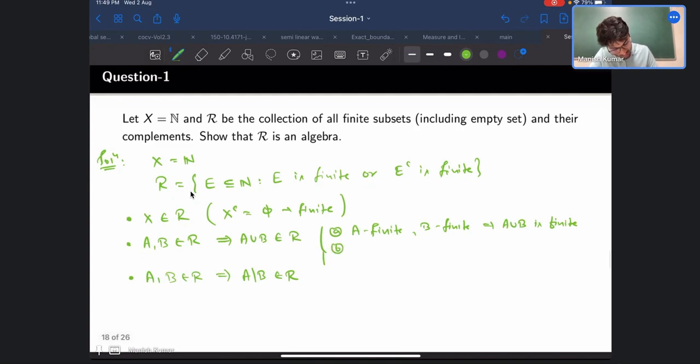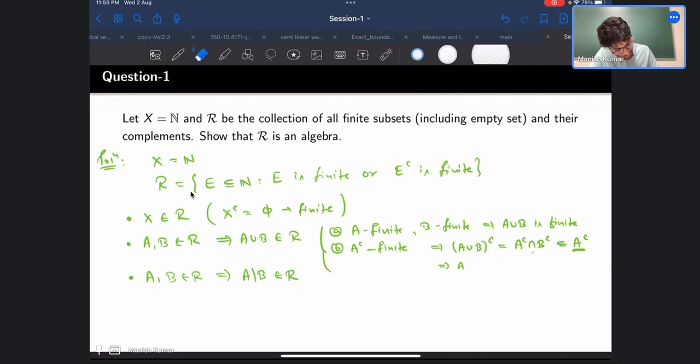The second possibility is, suppose A complement is finite. Then this implies A union B whole complement. If you do, you will get A complement intersection B complement, and this is subset of A complement, and this is finite, so this is finite. So this implies A union B complement is finite, and hence we are done, right? Because here we consider both the cases.